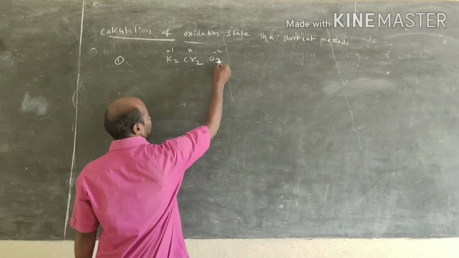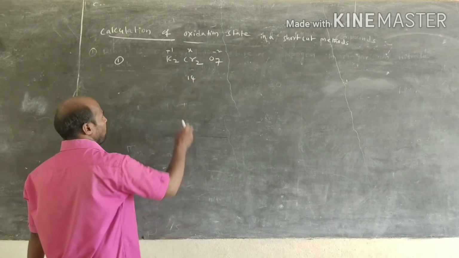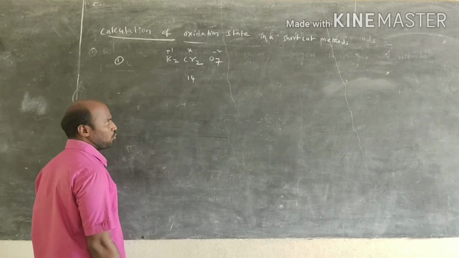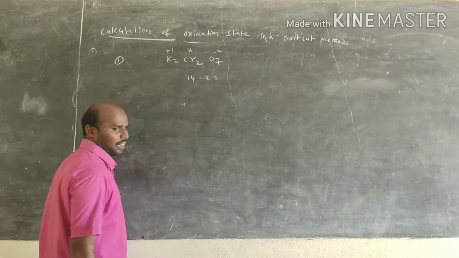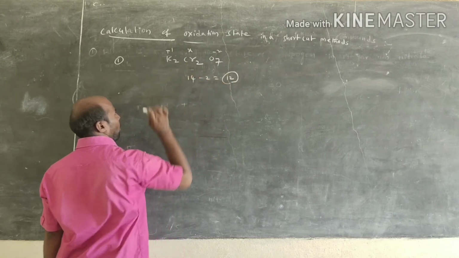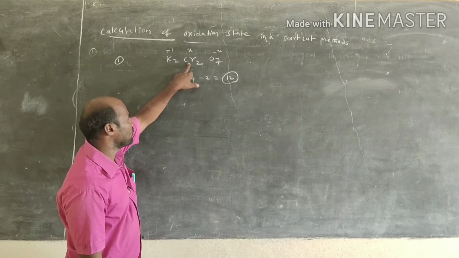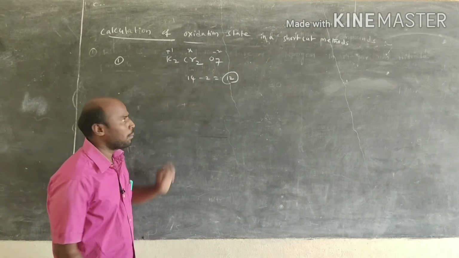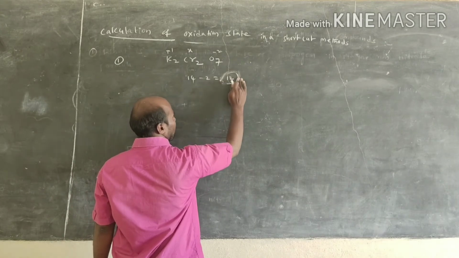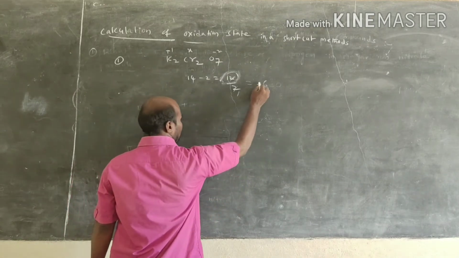So how do we find it by the shortcut method? 7 twos are 14. One potassium has charge plus 1, so 2 potassiums give plus 2. We subtract: 14 minus 2 is 12. This 12 belongs to how many chromium atoms? 2 chromium atoms. 2 chromium atoms have 12, so 1 chromium atom has 12 by 2, which is 6. The charge is plus 6.